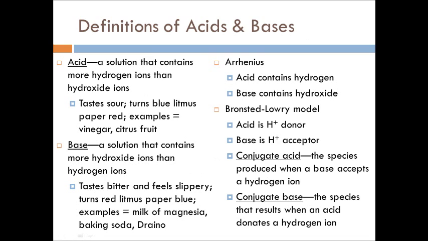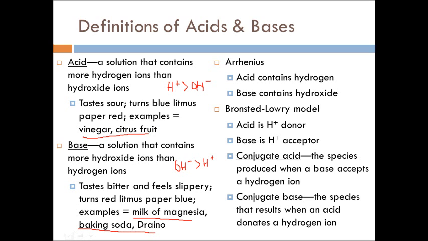Now let's turn to acid bases. There's not a whole lot to recall on acid bases. Basically, acids are going to be things that have more hydrogen versus hydroxide. There's several properties there that we talked about, that it tastes sour, that it turns blue litmus paper red. A couple examples are vinegar and citrus fruit. A base is going to have more OH versus hydrogen. Just a general definition. It tastes bitter and feels slippery. They turn red litmus paper blue. Some examples are milk of magnesia, baking soda, and Drano.